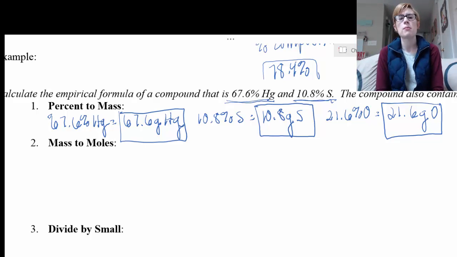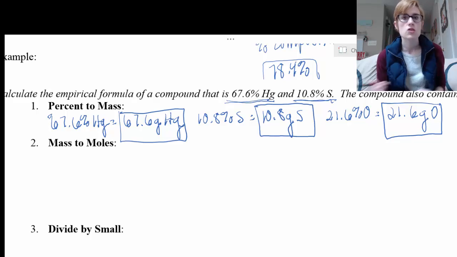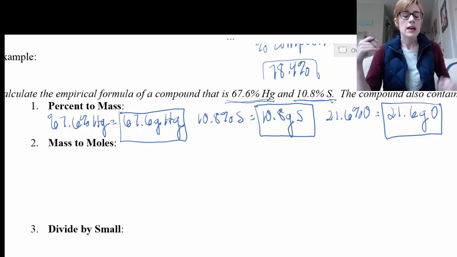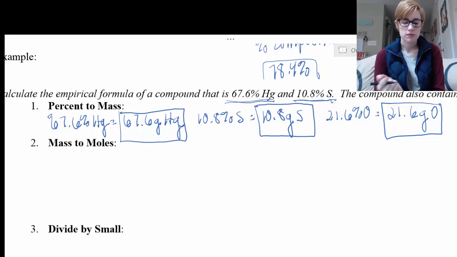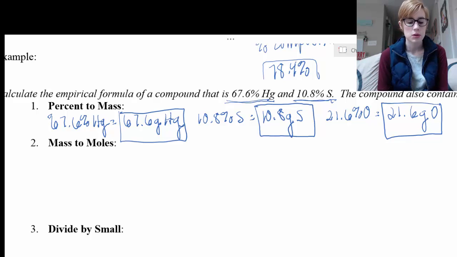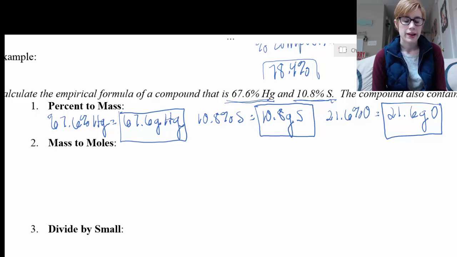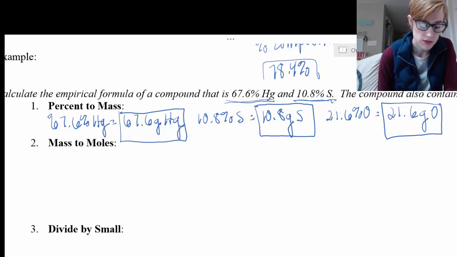Now you might have a problem where you get to skip the step. For example, if the problem does not give you percentages, but it gives you grams, then you just go with the grams, okay? You don't have to do this step. The second step is we have to take each of these masses and convert them to moles. And that should be pretty easy. That's just a one-step conversion, just like what we learned in the previous videos.